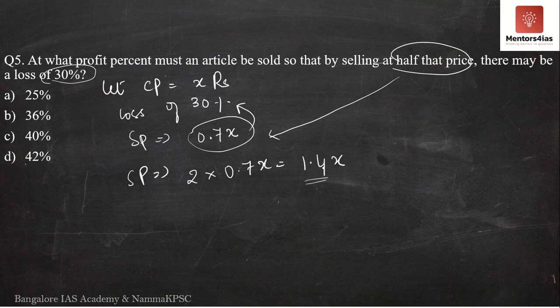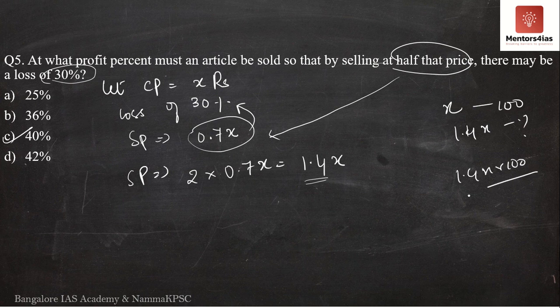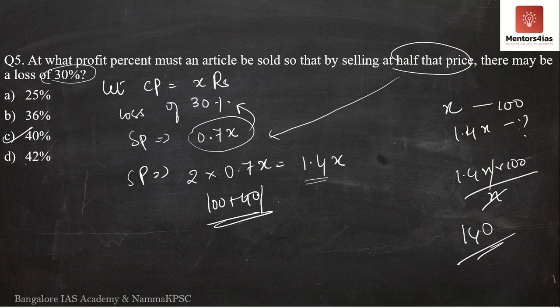So then what is the profit percentage? Just by looking at 1.4, you should be able to mark option C, that is nothing but 40%. Why? Because cost price X is 100%. Therefore 1.4x is how much? Nothing but 1.4x into 100 divided by x. X and x get cancelled. 1.4 into 100 is nothing but 140. So profit is 40%.